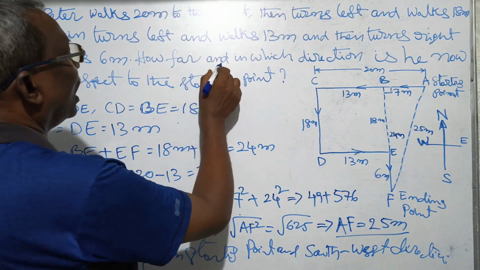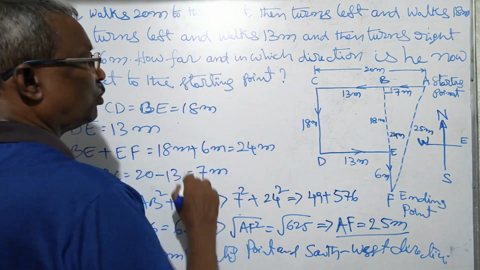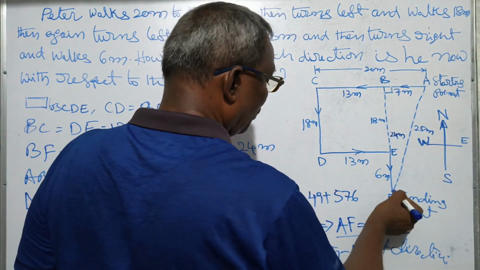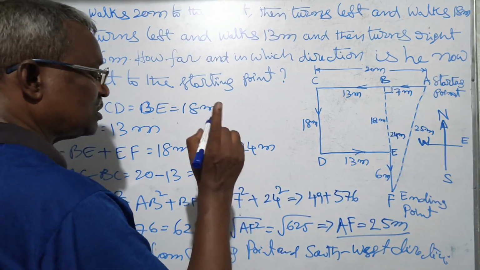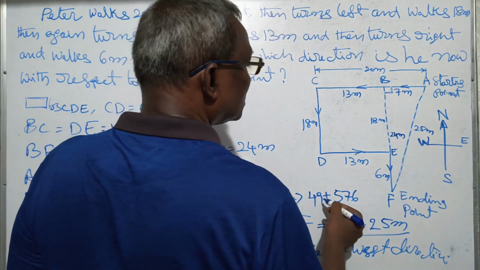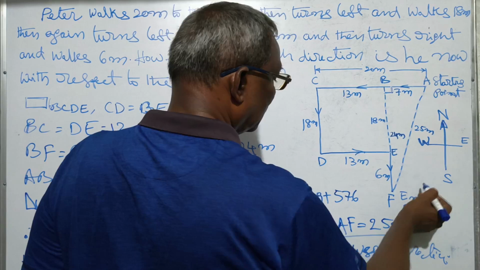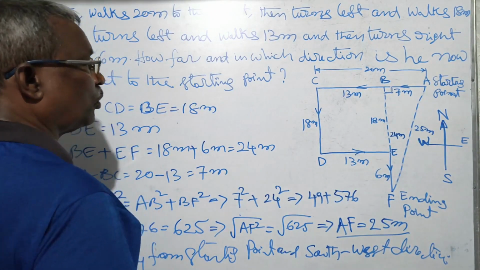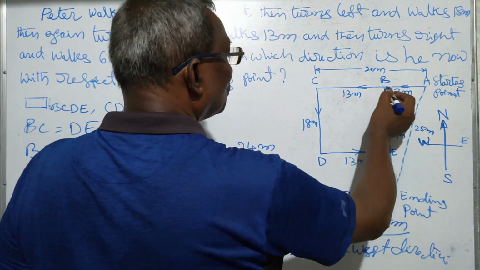How far and in which direction is he now with respect to the starting point? The ending point is F. How far, how much distance is he? That is number one. Next, in which direction? He started towards west and ended towards south. So southwest direction. That is one point.